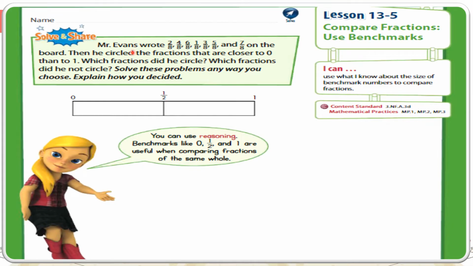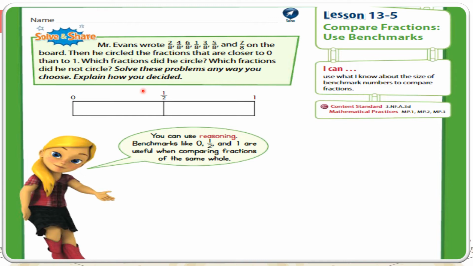Mr. Evans wrote these fractions on the board. Then he circled the fractions that are closer to 0 than to 1. Which fraction did he circle and which fraction did he not circle? Solve this problem any way you choose and explain how you decide.